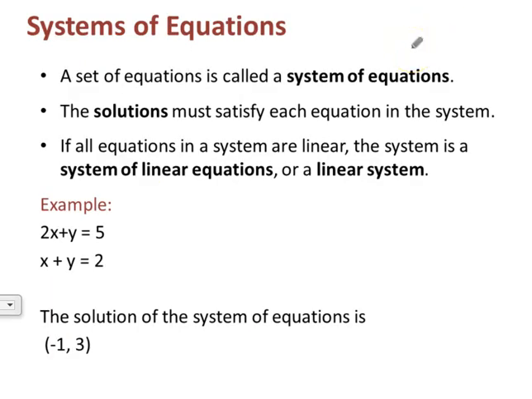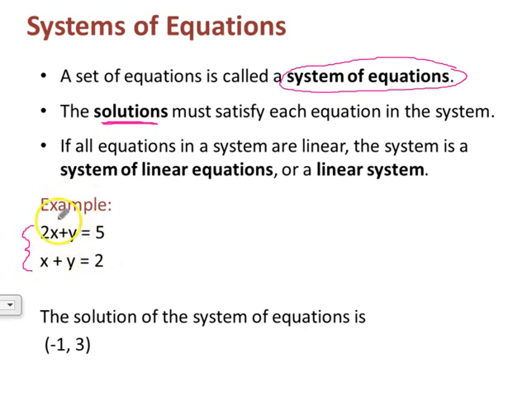All right, so systems of equations. When we have 2 or more equations, we call this a system of equations. Here's an example right here: 2x plus y equals 5 and x plus y equals 2. What's special about a system of equations is that when we find a solution, the solution must satisfy each of the equations. So we're looking for a value of x and y that, when we plug them into each of our equations, make each equation true. And that's what a system of linear equations is.